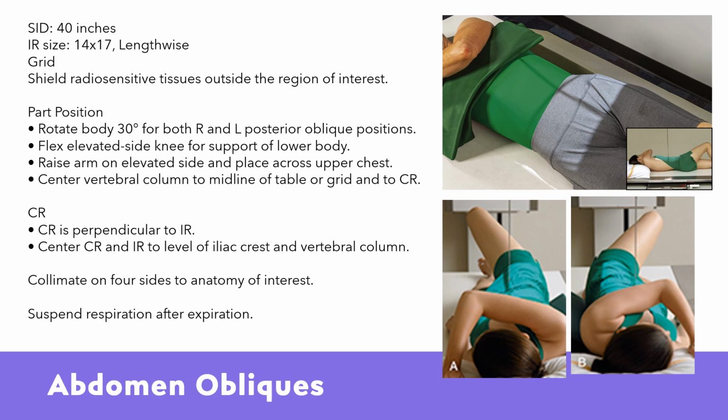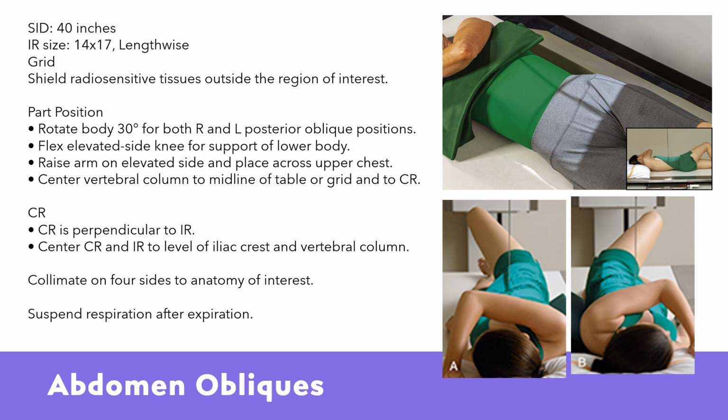You should always be using a grid with the abdomen. Shield your radiosensitive tissues outside the area of interest. For part position, you want to rotate the body 30 degrees for both the right and left posterior obliques. Flex the elevated knee for support of the lower body. Raise the arm on the elevated side and place it across the chest. You want to center the vertebral column to the midline of the table or grid.